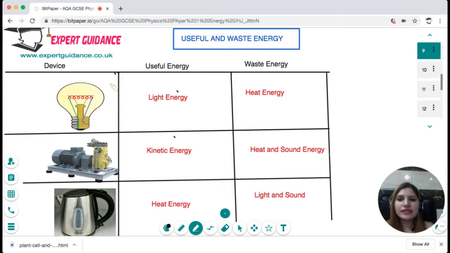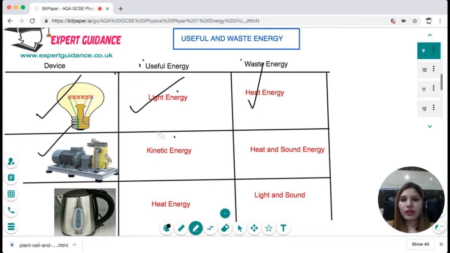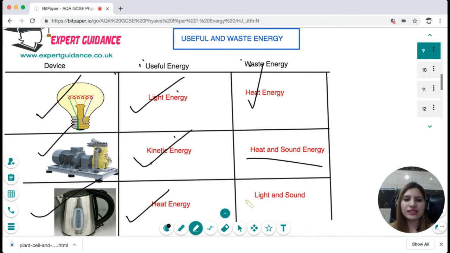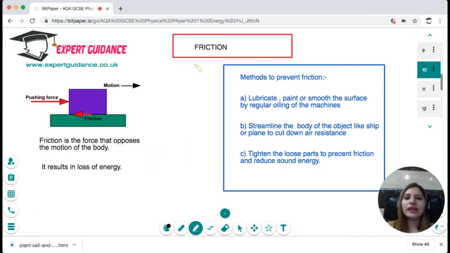Now, this is a table which gives examples of certain devices, and you should be able to write about them, like what the different devices are, what the useful energy is, and what the waste energy is. For example, the light bulb: the useful energy is light energy, but waste energy is heat energy. In the motor, the useful energy is kinetic energy, waste is heat and sound. All of them have input as electrical energy. The kettle: the useful energy is heat energy, but at times it gives light and sound, so these are the waste energies.